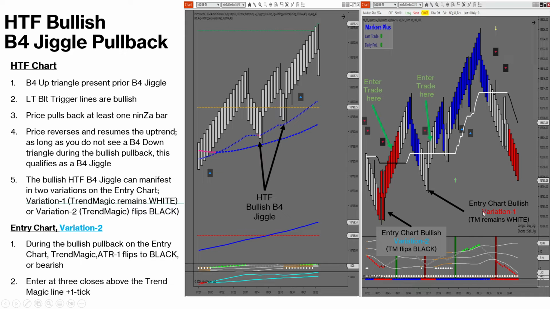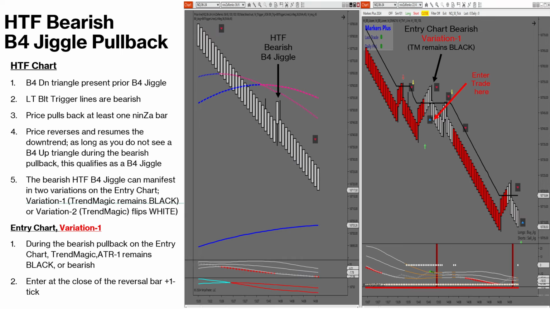Now over here you can see that during this B4 jiggle, trend magic flipped back to in bullish mode again during the pullback. So we just come up here at up close plus a tick and enter there. Okay, that's all it is for the bullish B4 jiggle pullback. All right, same thing for the bearish.